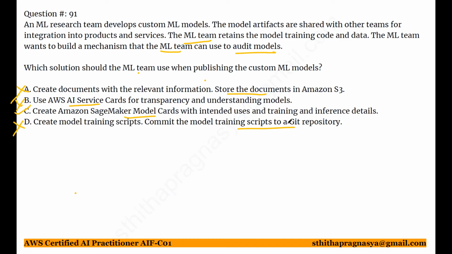Similarly here as well. So this is a partial solution and it does not meet the requirements fully. So this is not correct as well. It addresses code versioning, not model auditing. So what is the right answer? Option C.